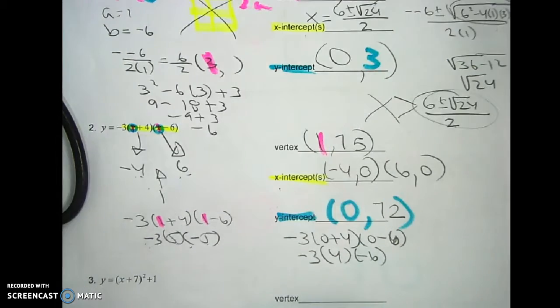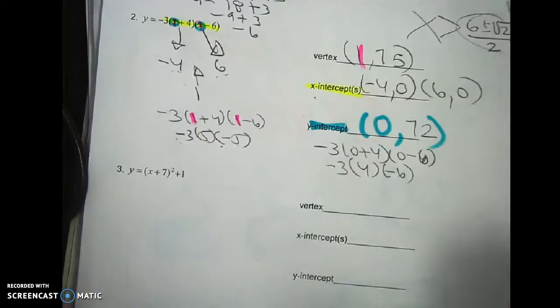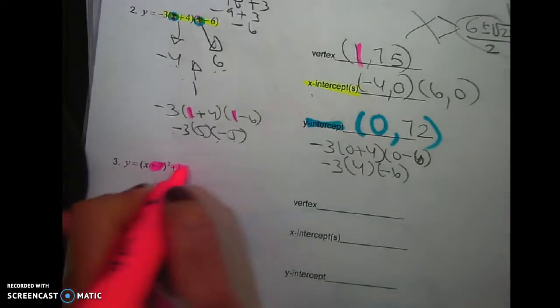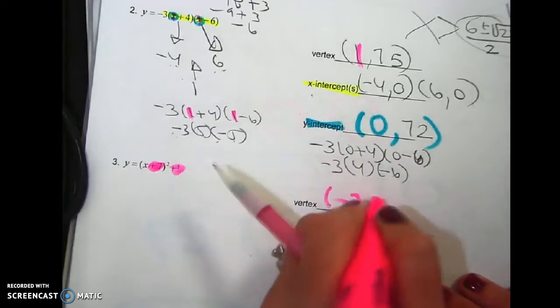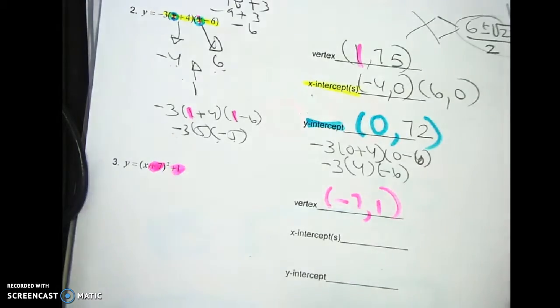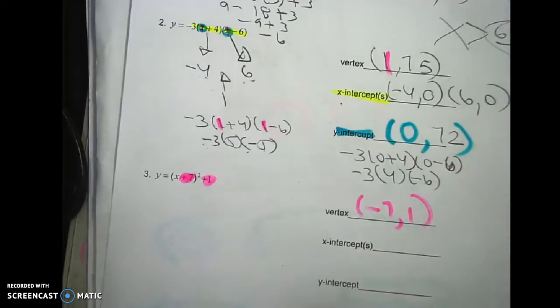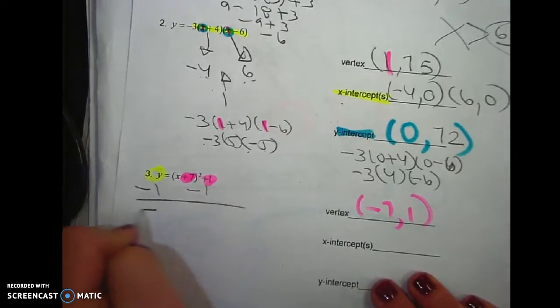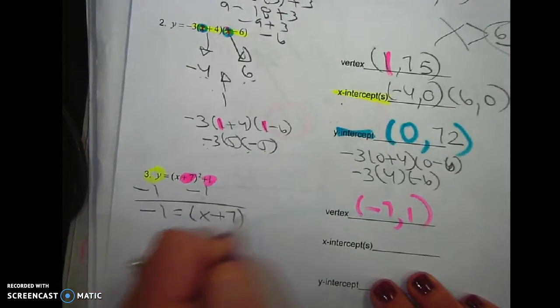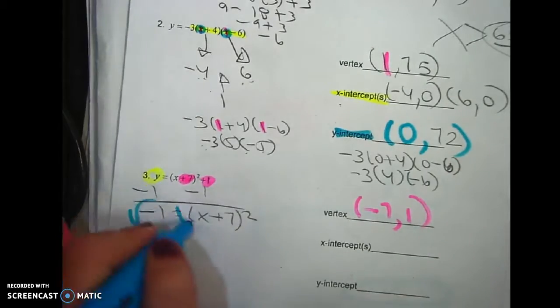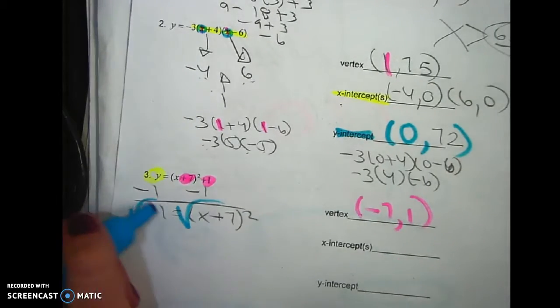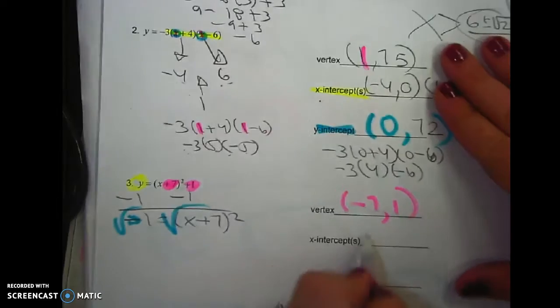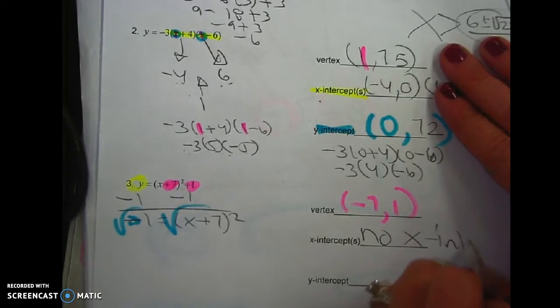Okay. Last one. It's in vertex form, so guess what? I'm going to find the vertex. Boom. Okay. The x-intercept is when I set this equal to 0. So I'm going to go minus 1, square root, square root. Uh-oh, I have a negative. Because it's negative, there are no x-intercepts.